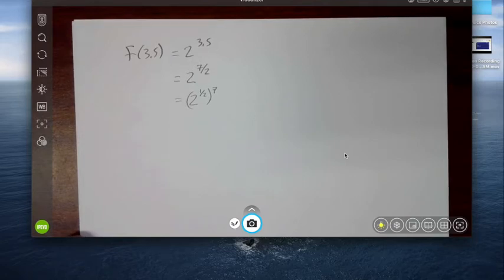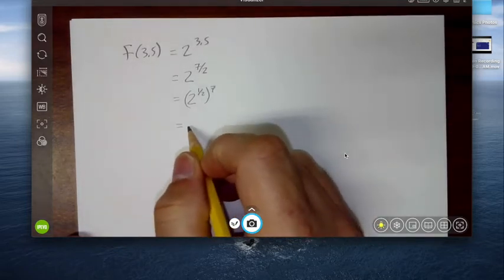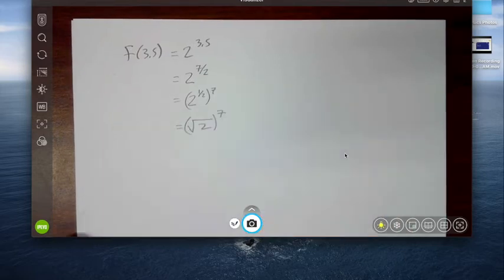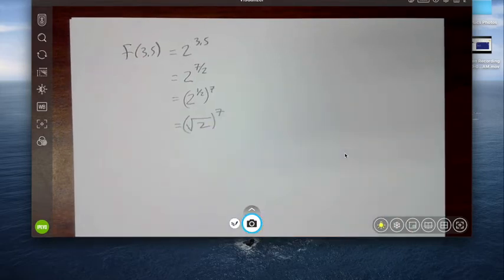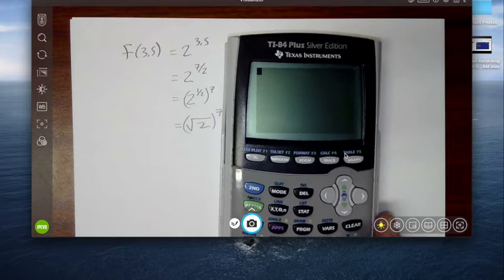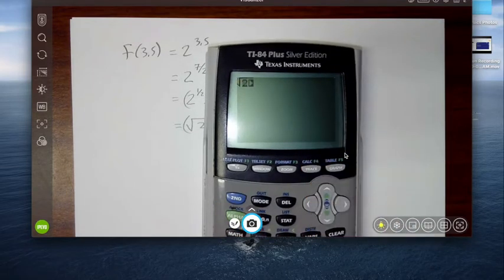In particular, if we have a 1/2 exponent, then that could be written as the square root of 2. So this is the square root of 2 to the 7th power. Now, that doesn't automatically mean that we know what that number equals, but at least now we can make sense of what's going on, right? We have the square root of 2, and then we raise that to the 7th power. So in the calculator, we could get a decimal for it if we wanted. Square root of 2, and then take that and raise it to the 7th power. We get 11.31 something.